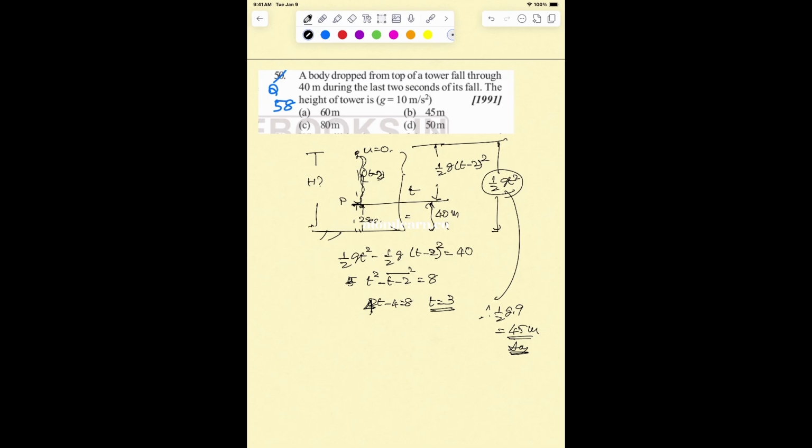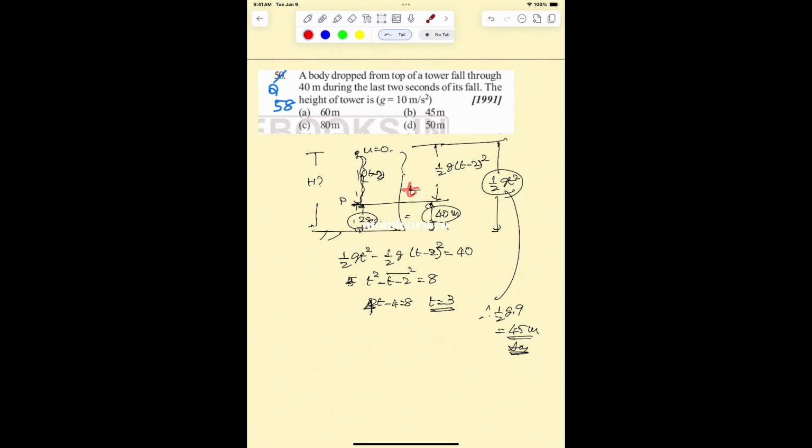Understand? We want to find the total height. Now it is given that the last 2 seconds coverage is 40 meters. Okay, last 2 seconds is covering 40 meters. Therefore, what is the height of the tower?